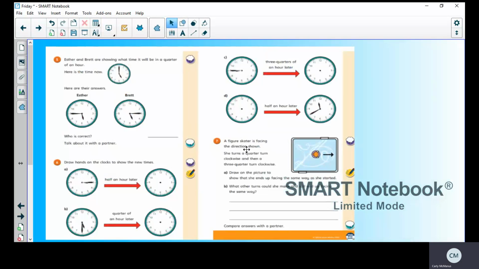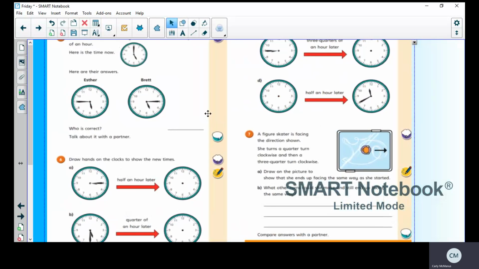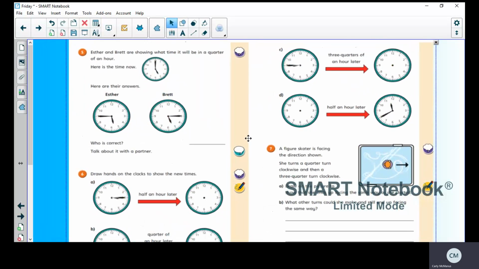And then the second part to this, let's make this a bit bigger for you, is Esther and Brett are showing what time it will be in a quarter of an hour. Here is the time. Here are their answers. Who is correct? So this is the time. What will the time be in a quarter of an hour?